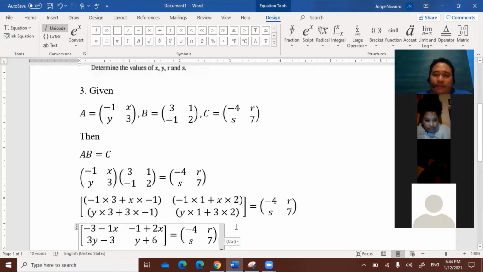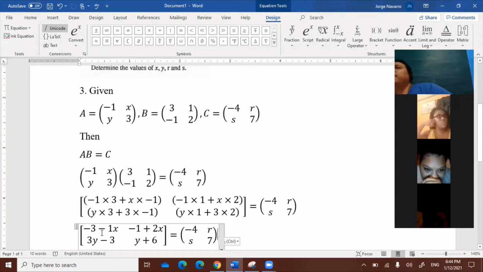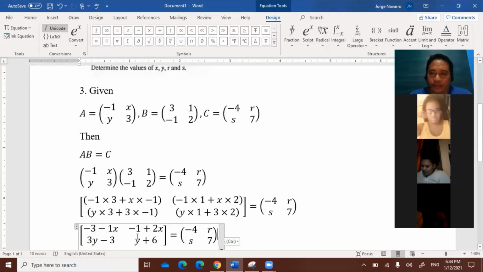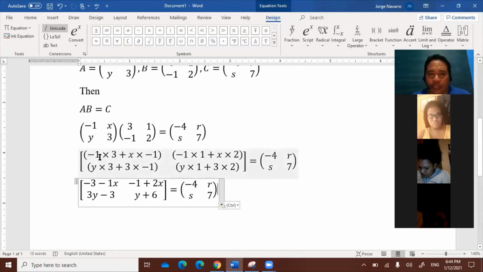So x times -1 is -1x, or you can just call it -x. Remember, whenever we are multiplying, the signs must multiply as well. So a positive multiplied by a negative will give me a negative. So remember that. Now, it says -1 times 3, that's -3, plus x times -1, that's -1x or -x.